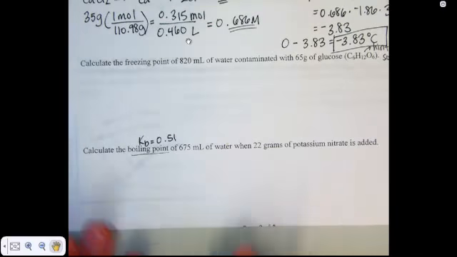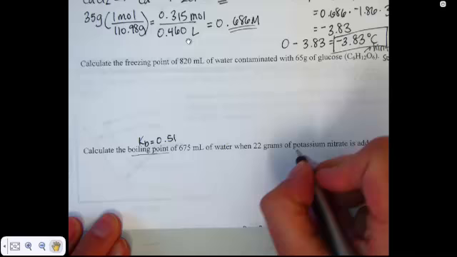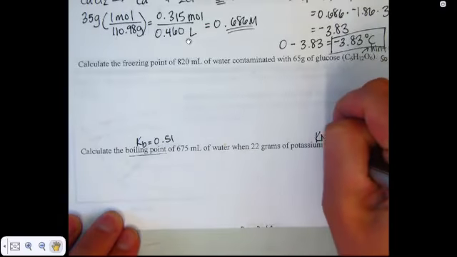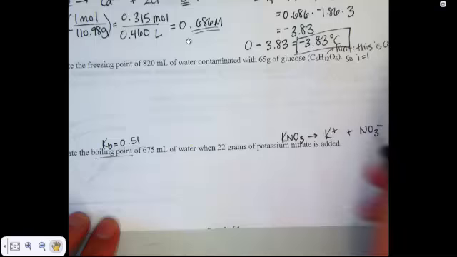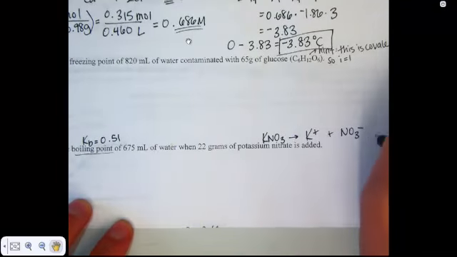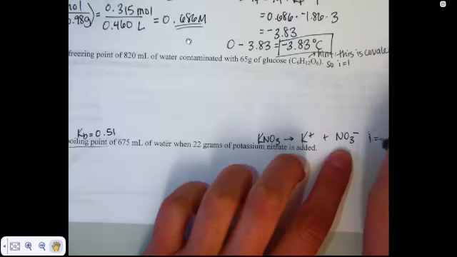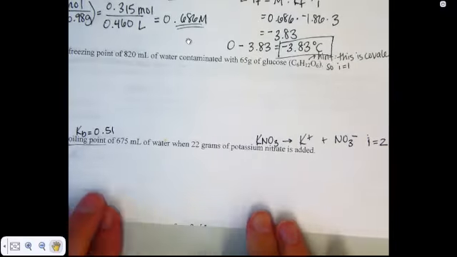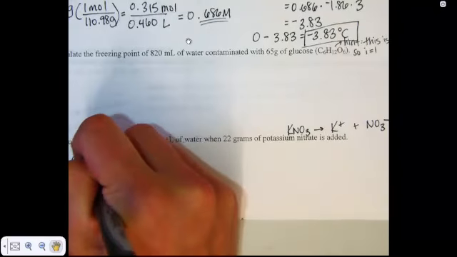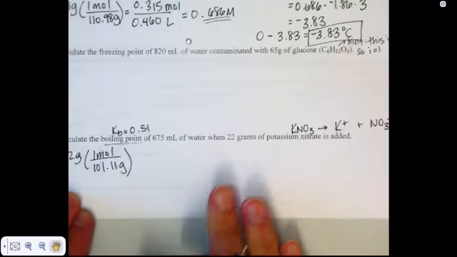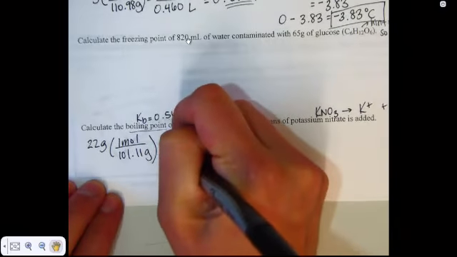To calculate the boiling point of 675 milliliters of water when 22 grams of potassium nitrate, KNO3, dissolves, we end up with 2 parts, 1 potassium and 1 nitrate. So I is equal to 2 in this case. We have grams again, that's annoying, so 22 grams. And the molar mass of potassium nitrate is 101.11 grams.